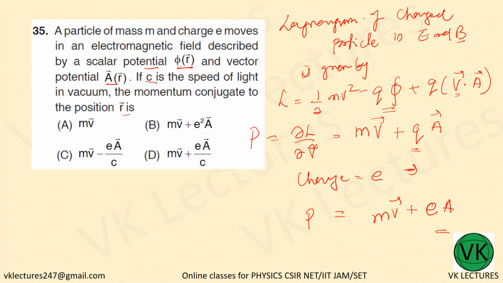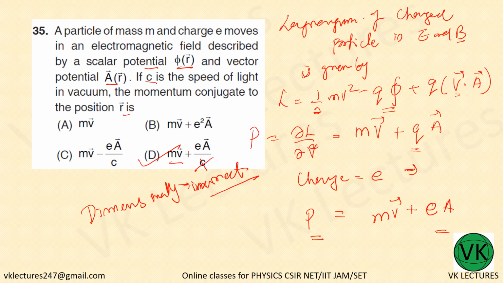Now here you do not have any option corresponding to this answer, but you can give mv plus EA by C. There shouldn't be C here, maybe a typing mistake. If there is C, this question is dimensionally incorrect.